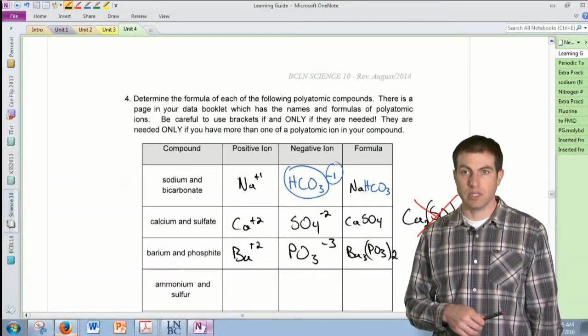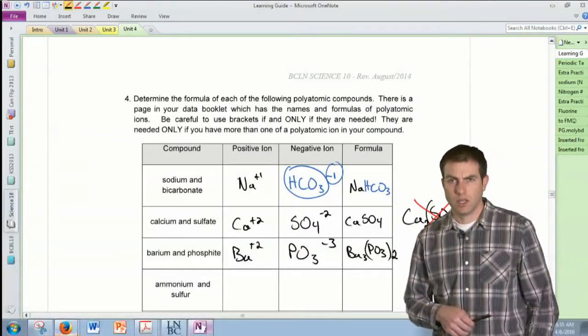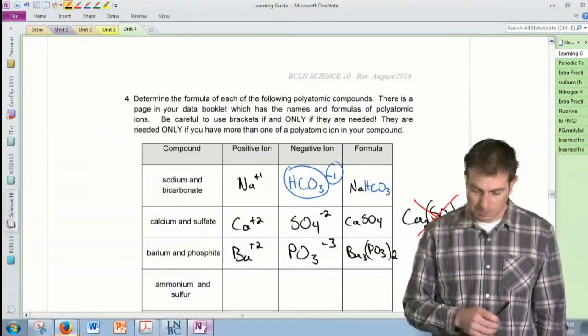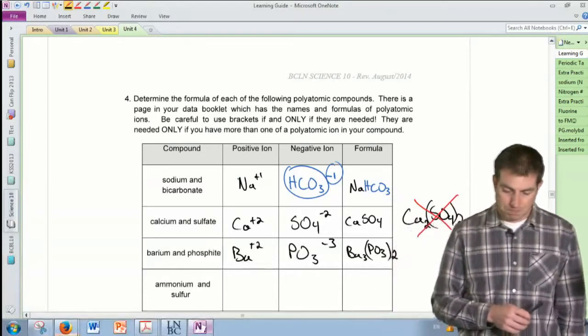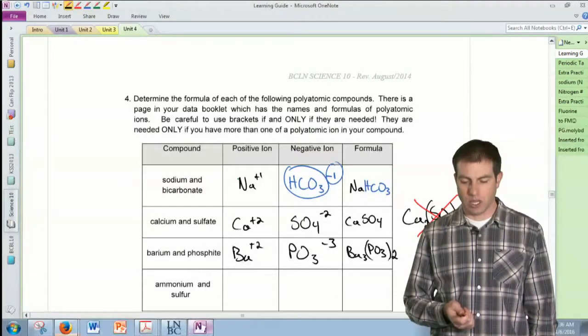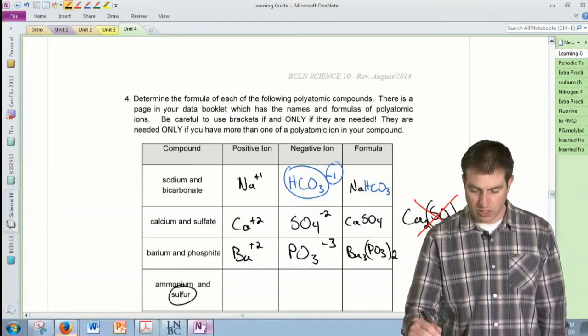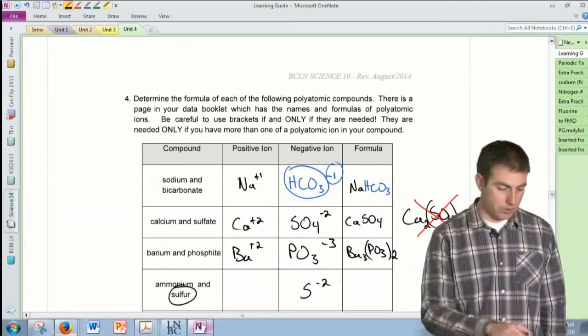The next one is in the periodic table. Is that right? Common mistake. Yes, Ava, I will look at that as well. So ammonium, I look at ammonium and I'm thinking, okay, well, I can find that one on the periodic table. And this sulfur is S minus 2 charge.